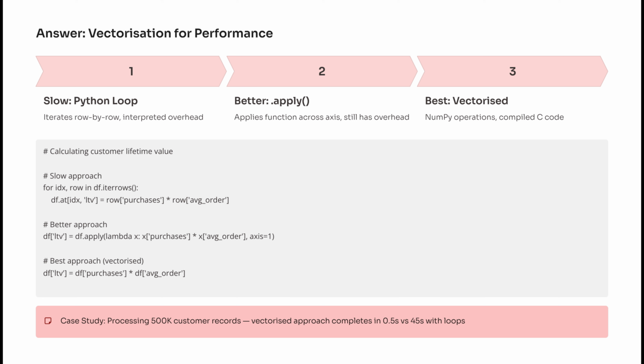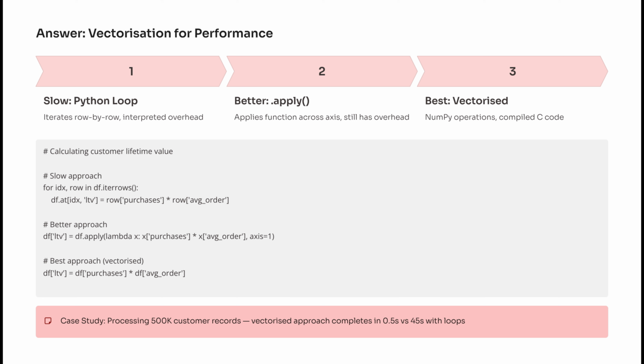Now, this isn't just about speed, it's about scalability. When you're building a data pipeline or preparing features for machine learning, the difference between a vectorized operation and a Python loop, well, can decide whether your model updates in seconds or in minutes. And when you're dealing with millions of rows, like customer transactions or sensor readings, that performance difference adds up fast.